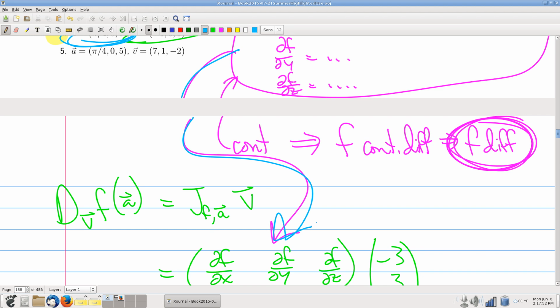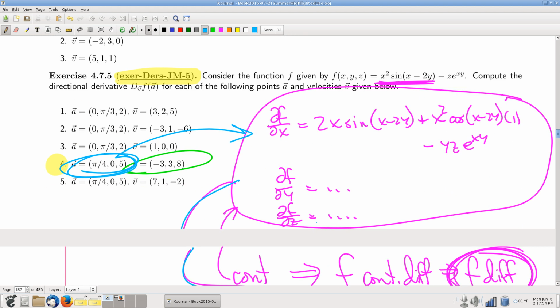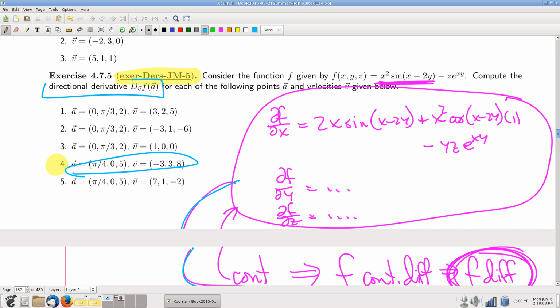So here's the neat thing about doing it this way. By the way, a different thing you could have done on this problem is you could take, and I don't encourage this, but you could take the a and the v and write down a plus tv and compute the directional derivative the old-fashioned way, right? It'd be a lot more work.